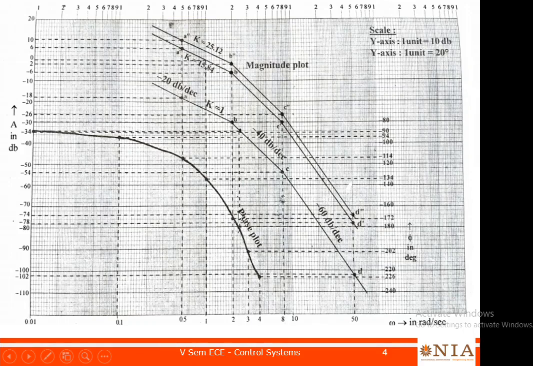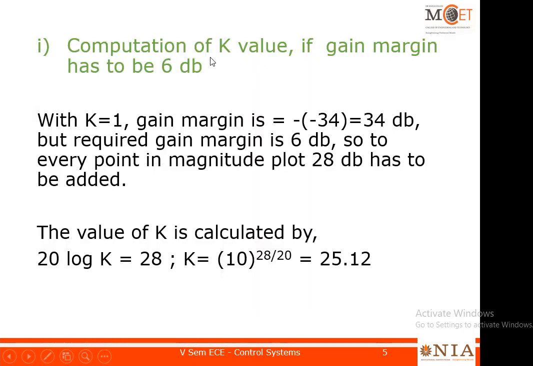So from this point, go and hit your magnitude plot. The corresponding magnitude is minus 34 dB. If it hits at minus 34 dB, then the gain margin is 34 dB. But the question is, you have to find the k value so that the gain margin is 6 dB. So what does that mean?